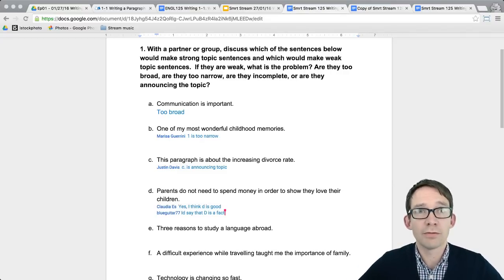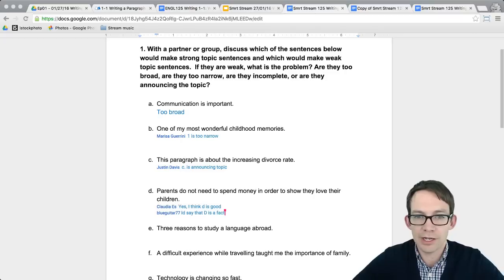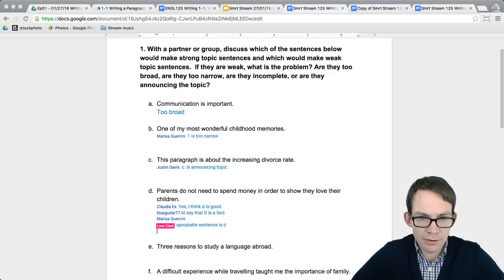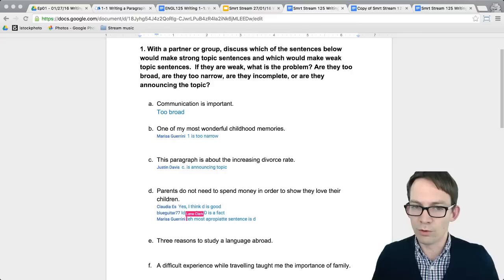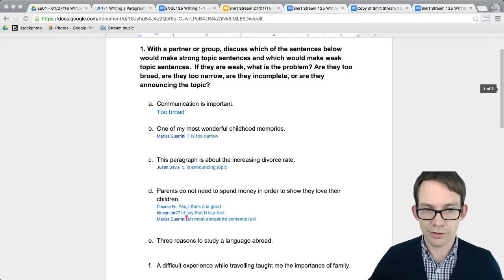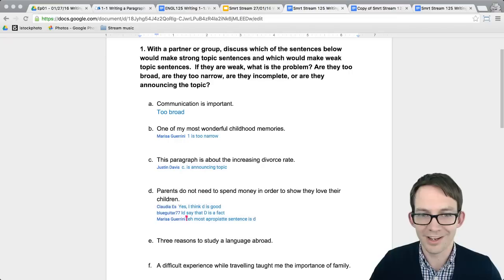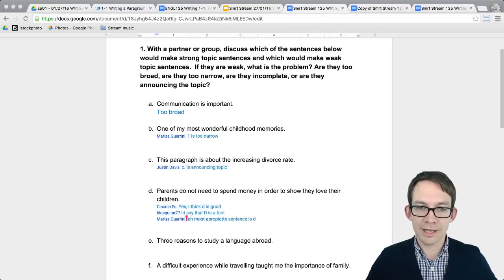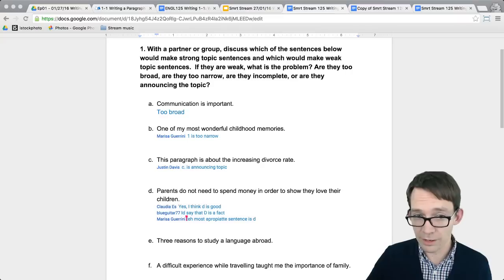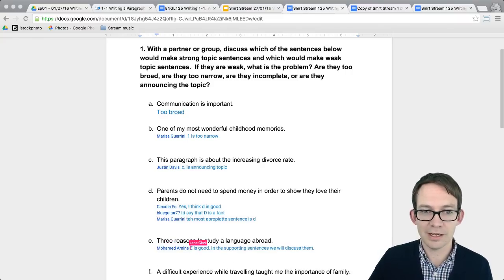B, one of my most wonderful childhood memories. Now, we got an answer in there from Marissa, but it looks like it might be number one. I'm not sure, but that's okay. Thanks, Marissa, for the answer. If you said it's a weak topic sentence, you are definitely correct. I would say B, the problem with this one is that it is incomplete.